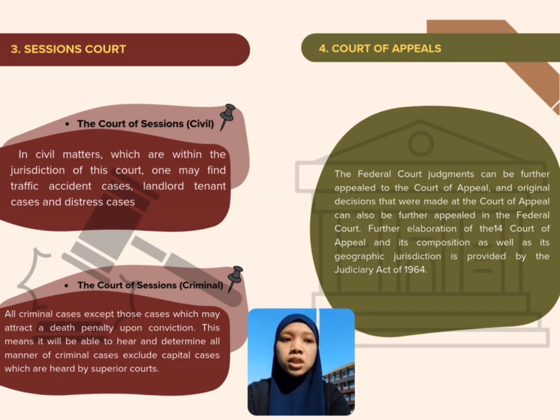Court of Appeals. The Federal Court judgment can be further appealed to the Court of Appeal. The original decisions that were made at the Court of Appeal can also be further appealed in the Federal Court. Federal elaboration of the Court of Appeal, its composition as well as its geographic jurisdiction, is provided by the Judiciary Act.